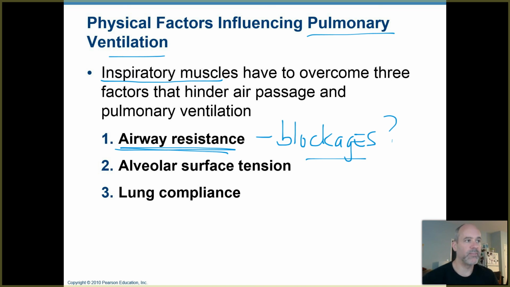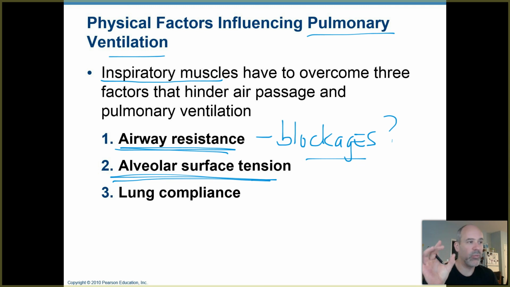A good example, if you have pneumonia or bronchitis, you're going to have lots of mucus and fluid in those air spaces, and that interferes with airflow. That's a type of airway resistance. Alveolar surface tension. We'll talk about those.